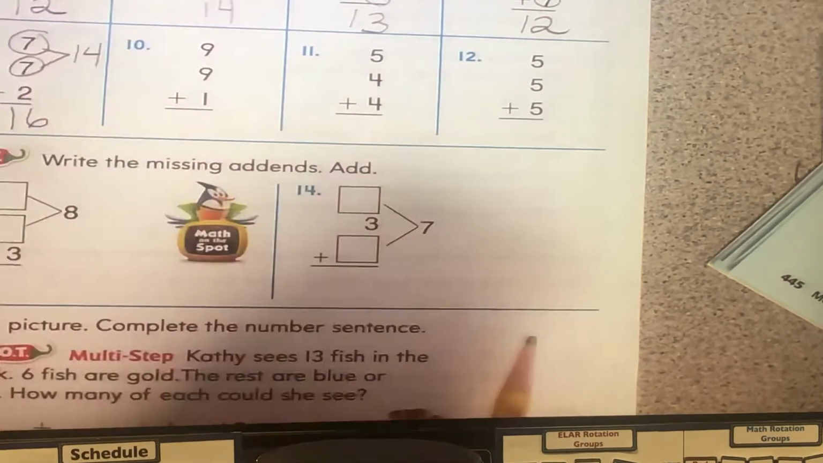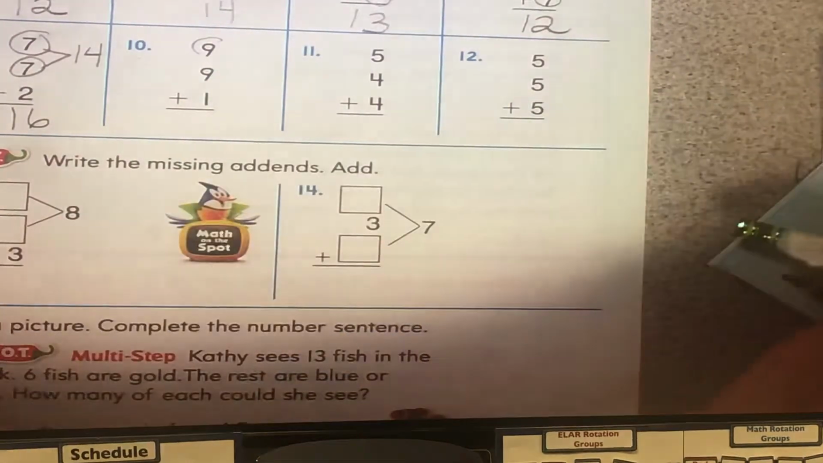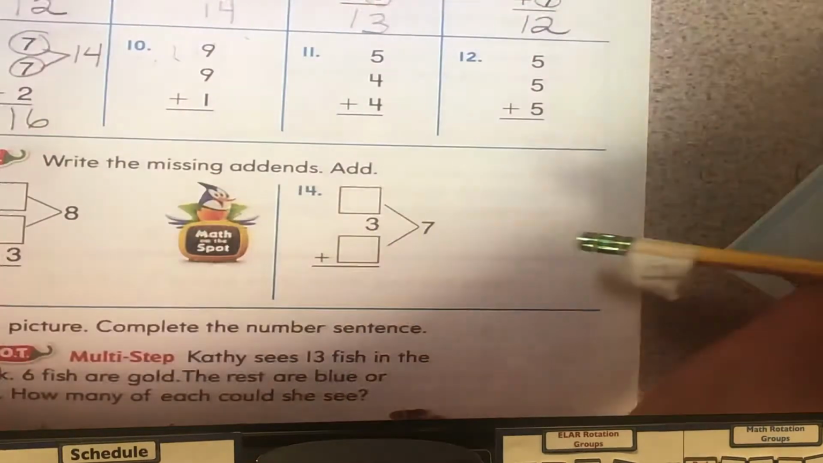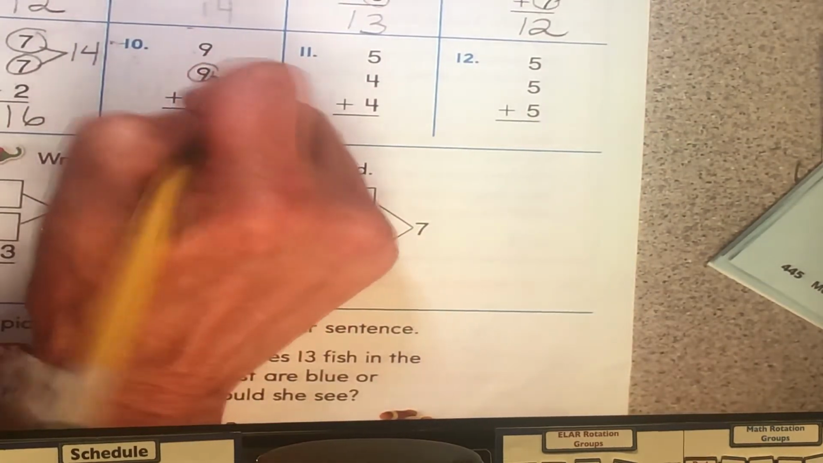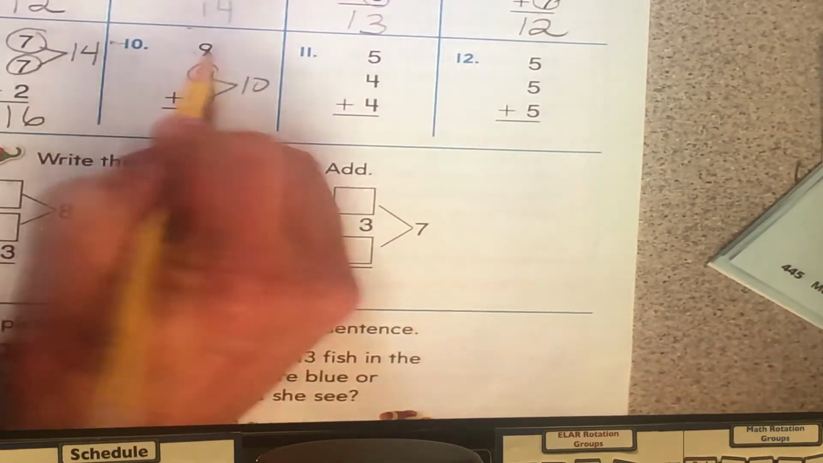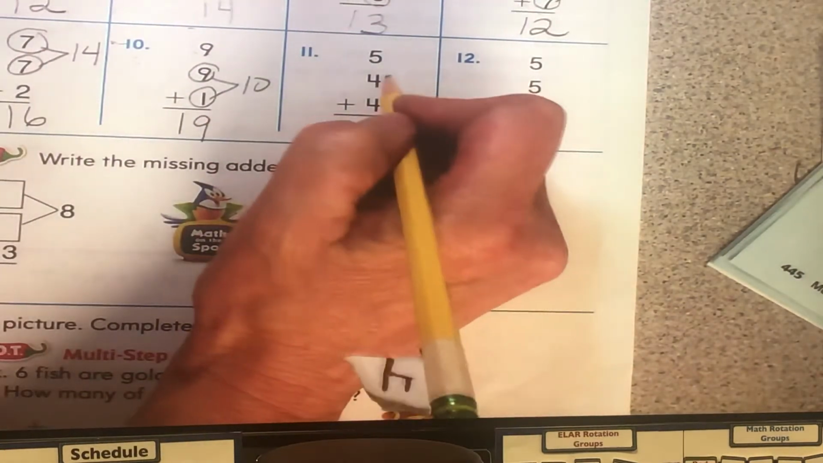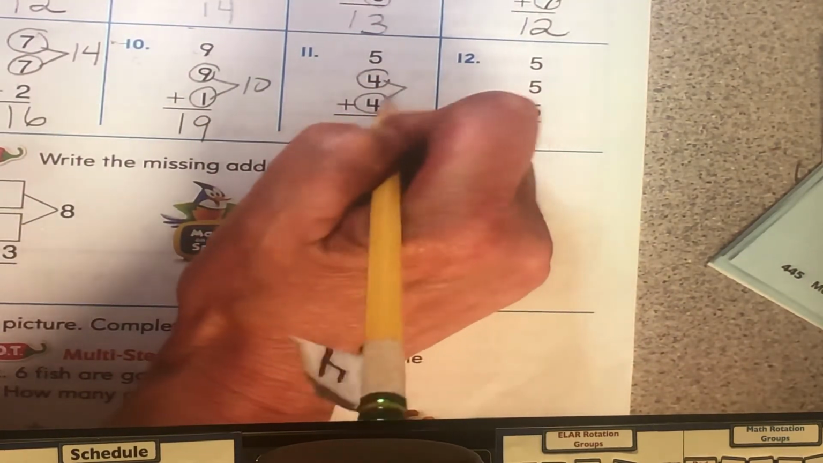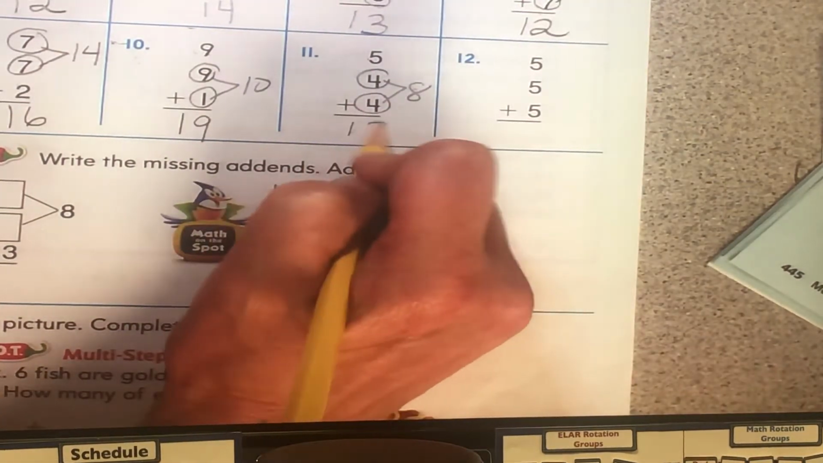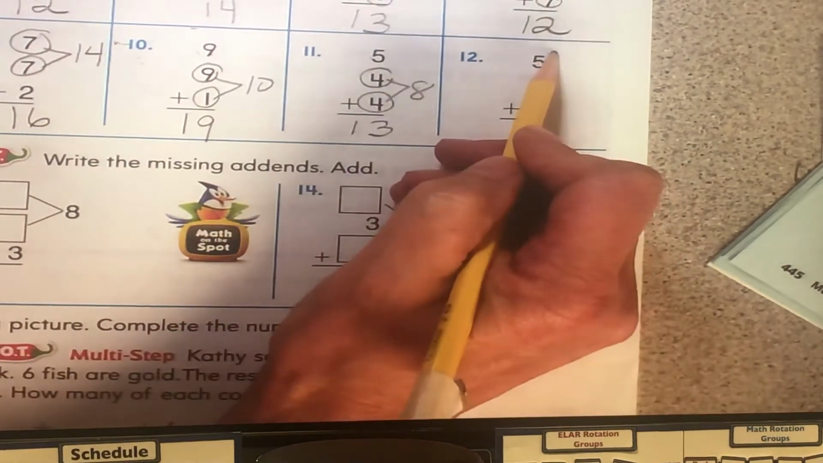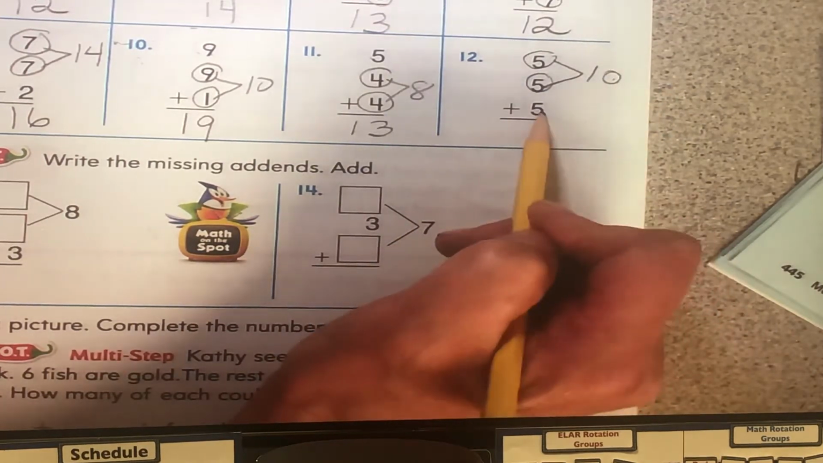There's your answer. Number 10, more doubles. I love to use doubles. Oh, you know what? I'm going to use a different strategy this time. I could use the doubles, but what's the other strategy here? That's right, make a 10. 9 plus 1 is 10. 10 plus 9 is 19. I tried to trick you there, didn't I? Here's my doubles. 4 plus 4 is 8. 8 plus 5, 13. And here we go. 5 plus 5 is 10. We're just counting by 5s there. 10, 15.